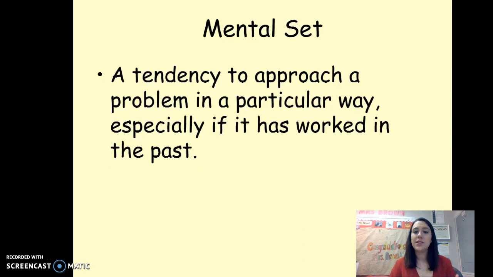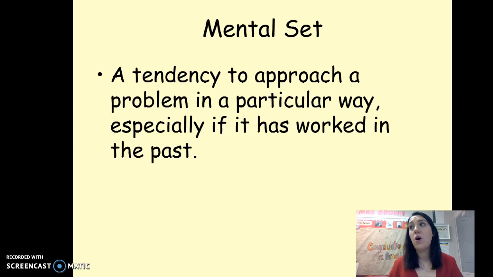All right, a mental set. This is your tendency to approach a problem in a particular way, especially if that's worked for you in the past. This can be good to help you solve problems, but it also can be an obstacle to problem solving if you're like, man, I can't think of a solution because I always do it this way and it's not working. An example might be if you learned a set of rules to do math problems and you always do it a certain way, and that particular problem requires you to think of a different way, and you're like, well, I can't do it. Then your mental set is blocking you from being able to solve that problem.